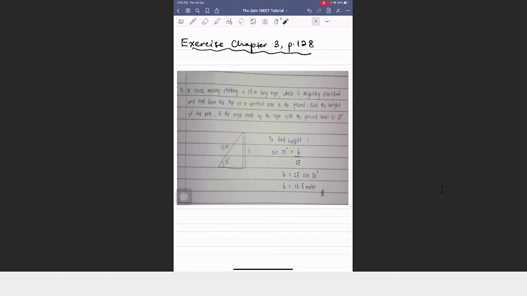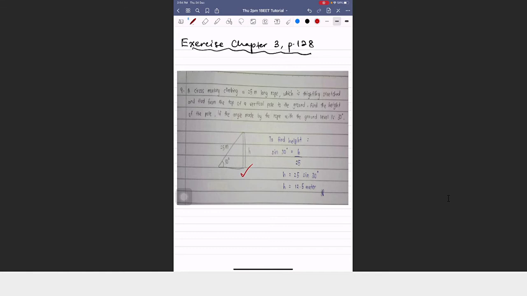Alright, okay, back to this question 9. So look at the diagram. So that 30 degrees is here. Okay, angle made by the rope with the ground level. Okay, this is the rope and this is the ground level. So this is 80 meters. Okay, so that diagram is right. So this is the correct diagram.